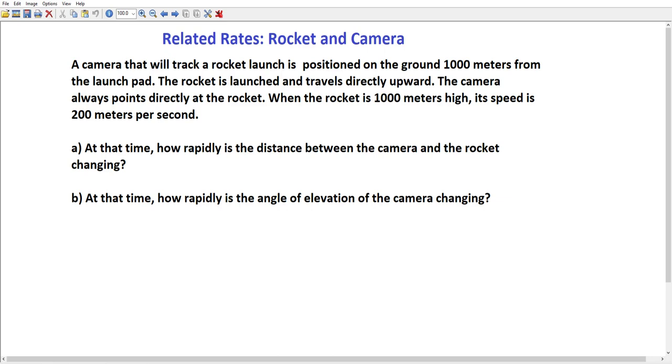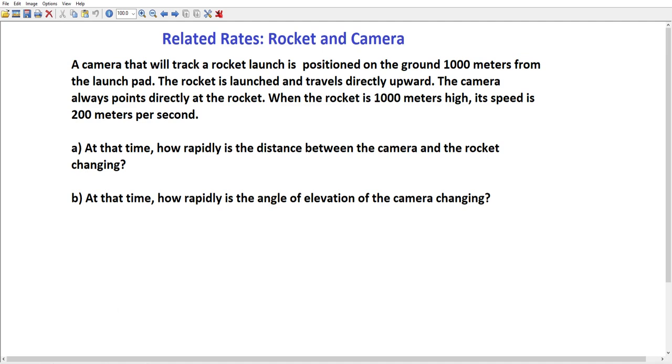Related rates, rocket and camera. A camera that will track a rocket launch is positioned on the ground 1,000 meters from the launch pad. The rocket is launched and travels directly upward. The camera always points directly at the rocket. When the rocket is 1,000 meters high, its speed is 200 meters per second.